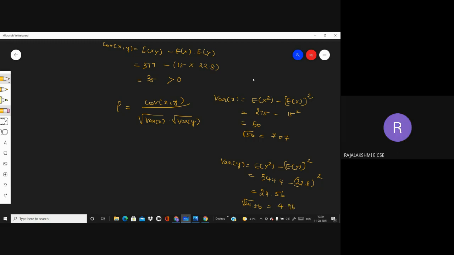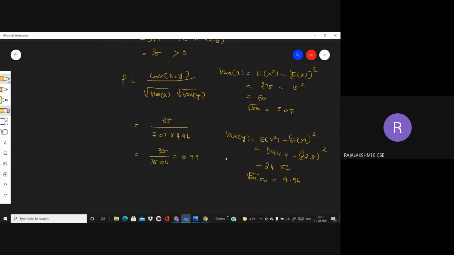So let's substitute these values in this correlation coefficient. The covariance is 35. The root of variance of x is 7.07 into 4.96. What is the value you are getting? Come on, tell me. 35 divided by 35.04. Yes ma'am. Okay, 0.99.